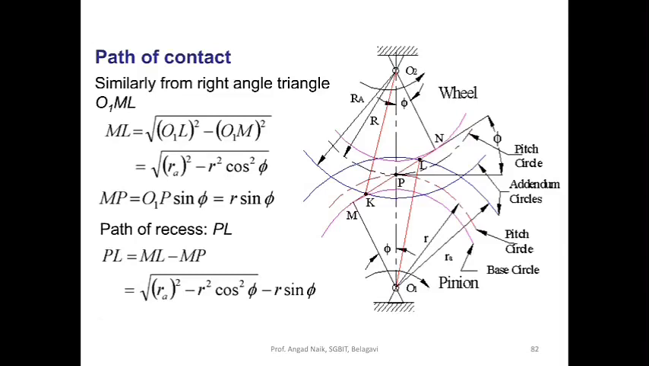So path of recess is PL. PL can be written as ML minus MP by simple geometry. Substituting the values of ML and MP in the path of recess equation, we get square root of ra square minus r square cos square phi minus r sin phi.